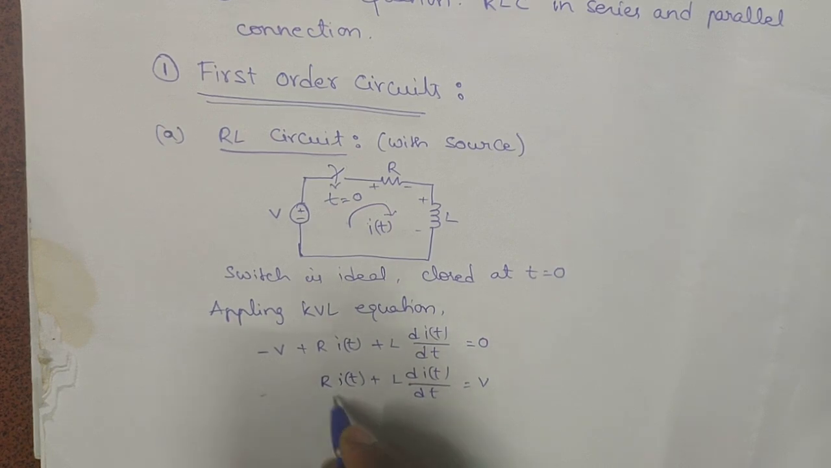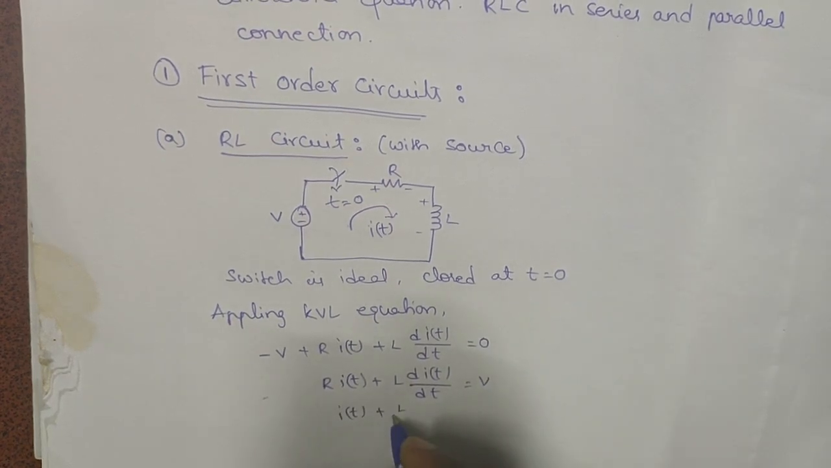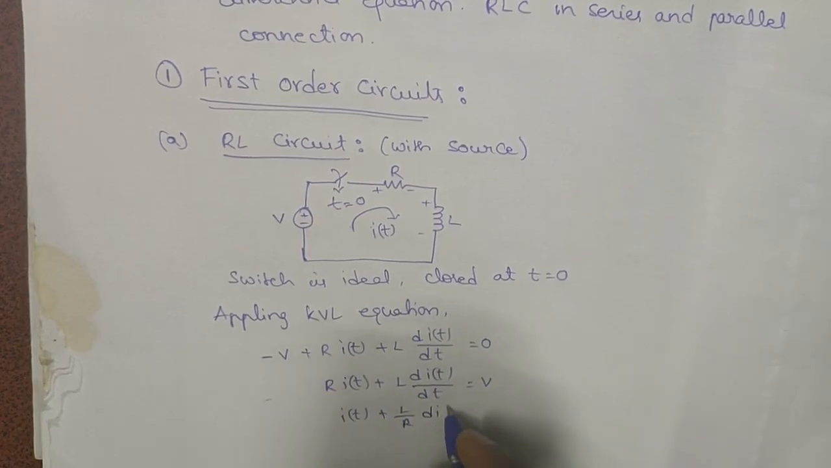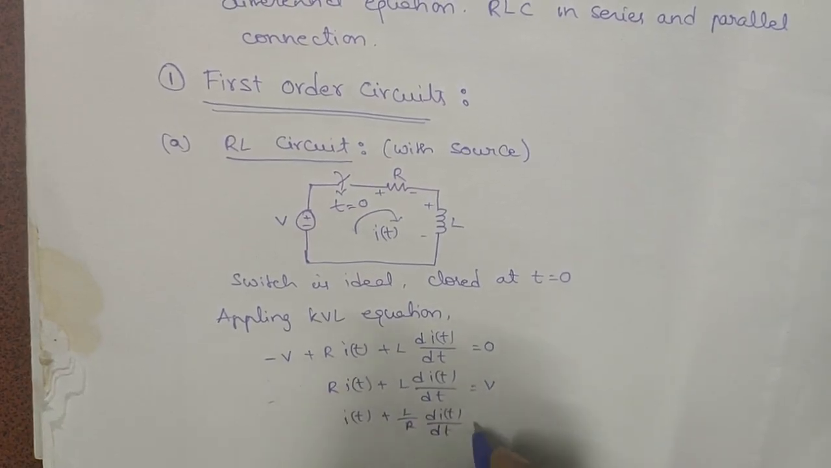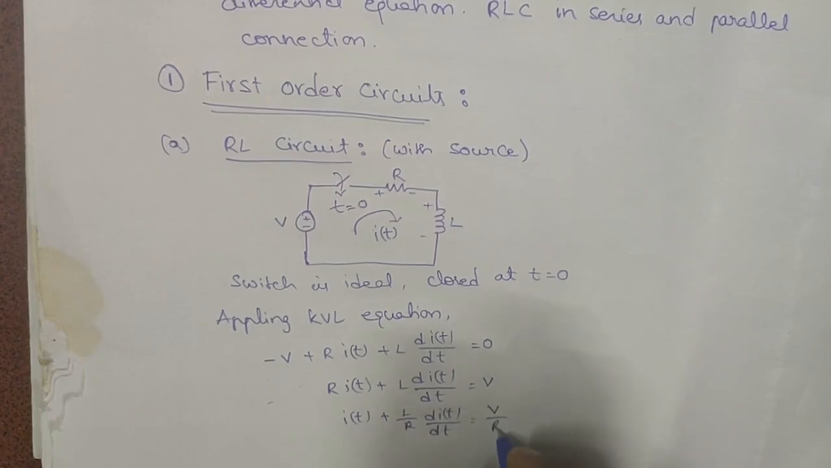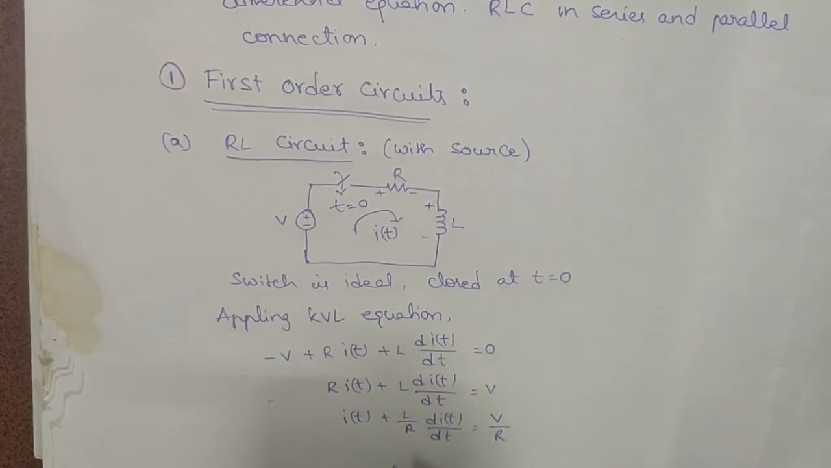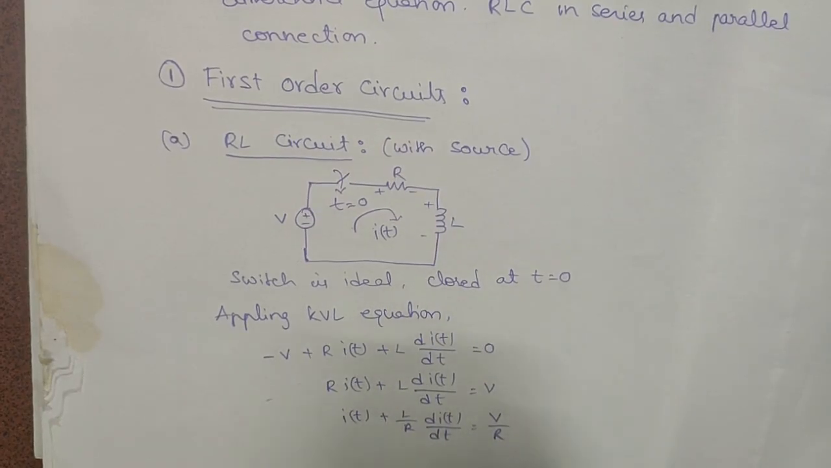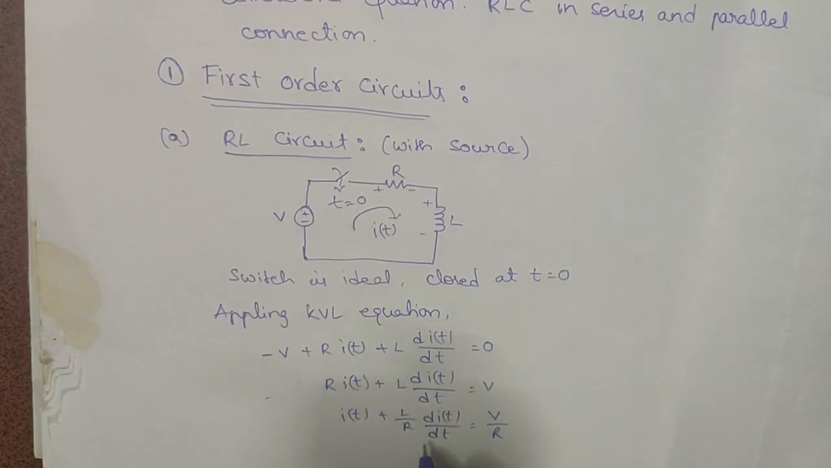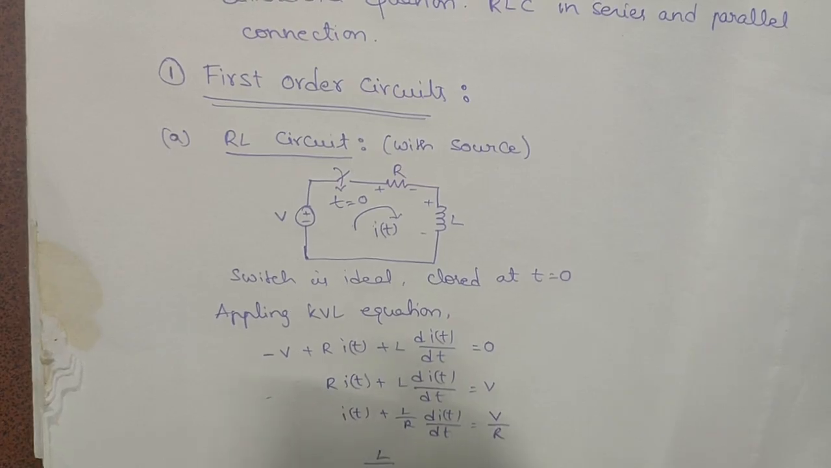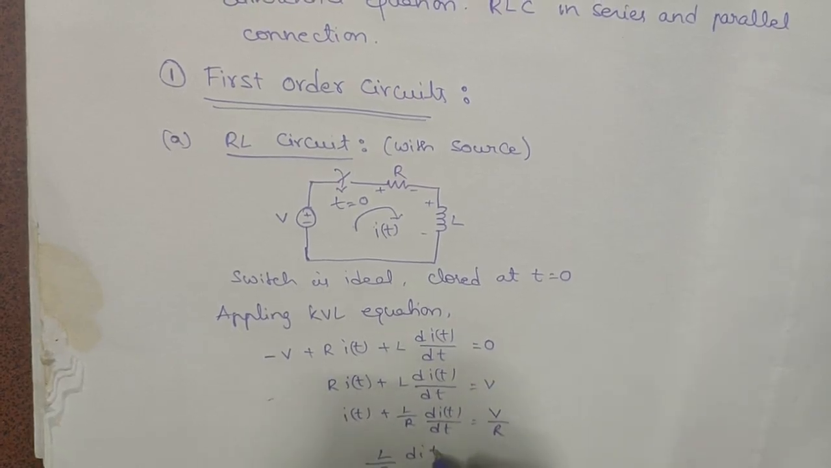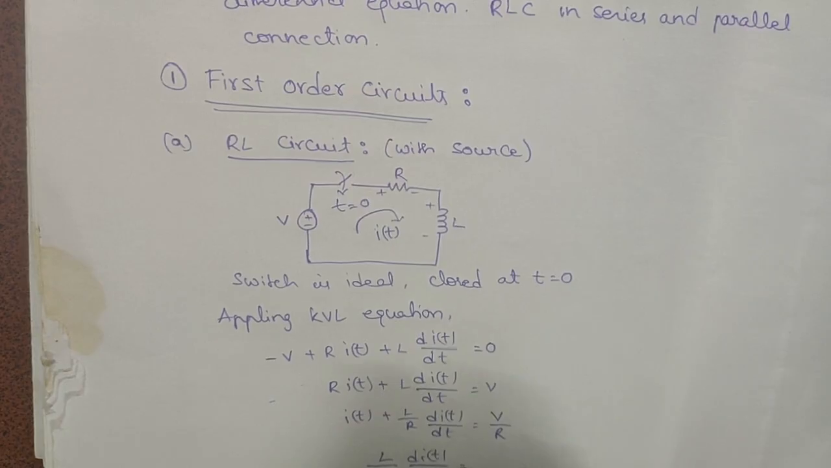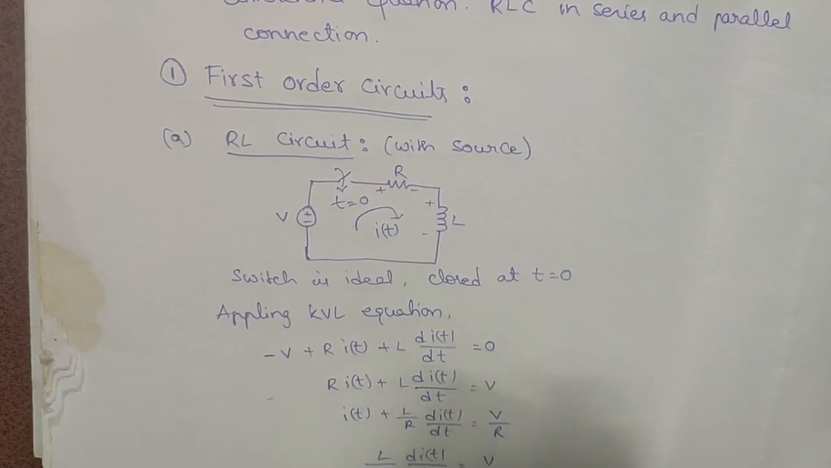Now we divide by R on both sides. I of t plus L by R di of t by dt is equal to V by R. Now we interchange this. We take I to that side: L by R di by dt is equal to V by R minus I of t.